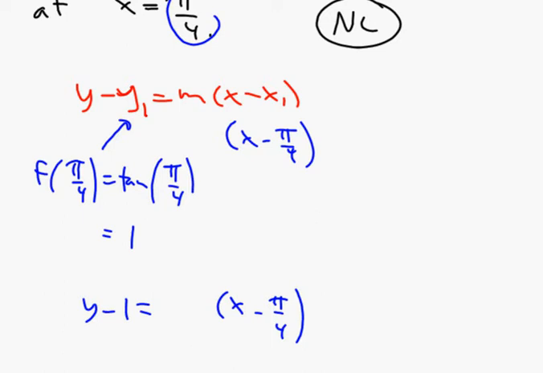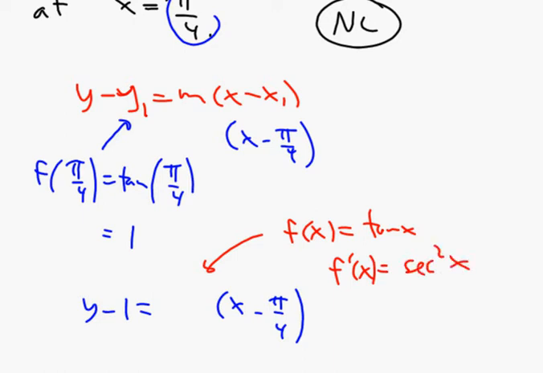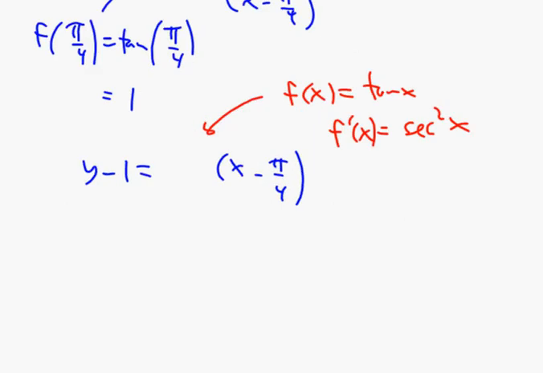Okay, now to get the slope of this thing, you need to find the derivative of your function. So if your function is equal to tangent x, then you need f prime of x. Well, the derivative of tangent x is secant squared x. We showed that in a different lesson. All right, and we just got to plug pi over 4 into that. So this will take a little bit of work, but it's not too bad.